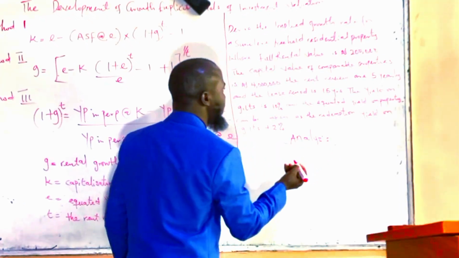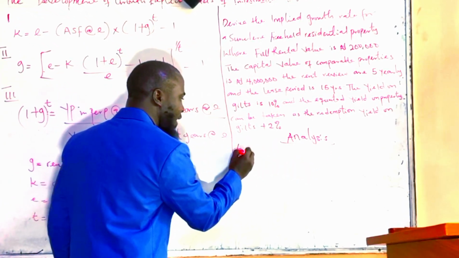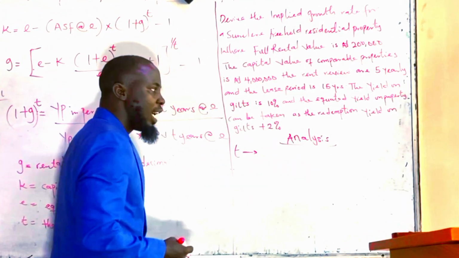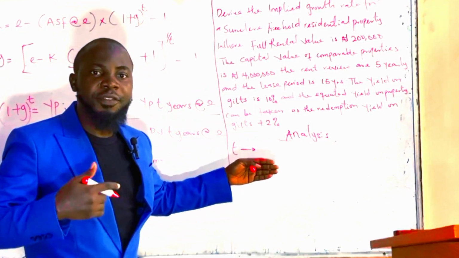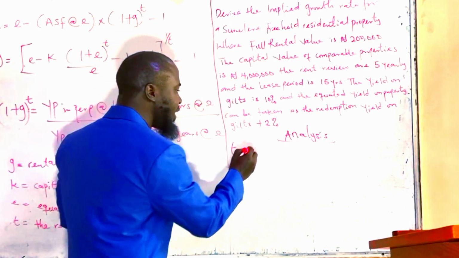Now, the first thing that is simple here is the T, which is the yearly review. The rent will be reviewed every 5 years. So T is what? 5.